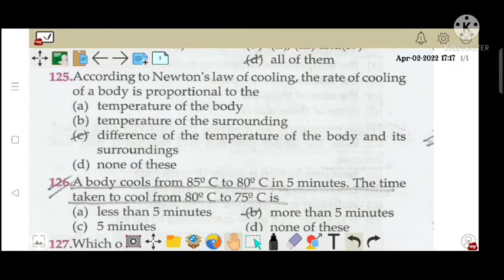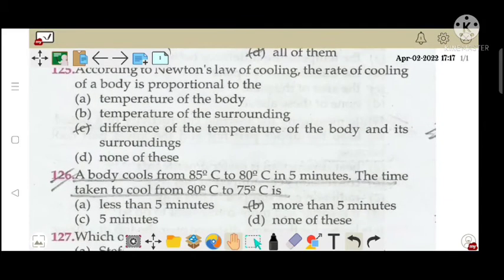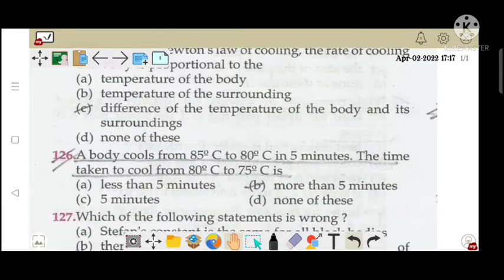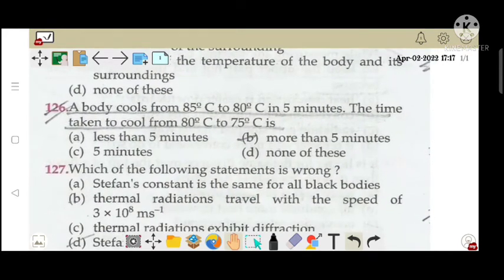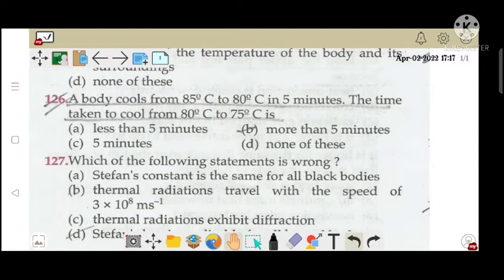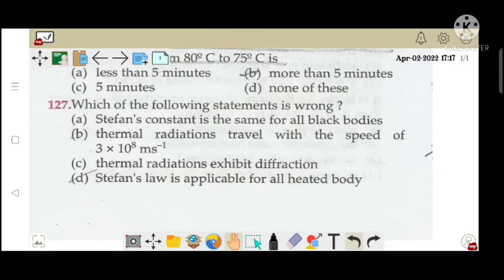According to Newton's law of cooling, the rate of cooling of a body is proportional to the difference of temperature of the body and its surroundings. A body is cooling from 85 degrees Celsius to 80 degrees Celsius in 5 minutes. The time taken for cooling from 80 degrees Celsius to 75 degrees Celsius is more than 5 minutes. Which of the following statements is wrong?